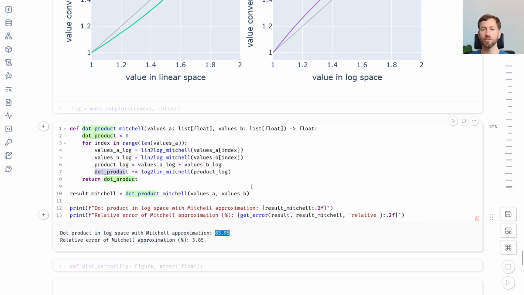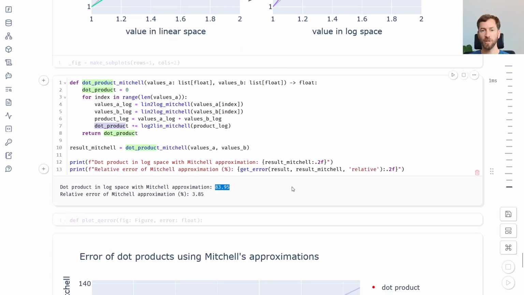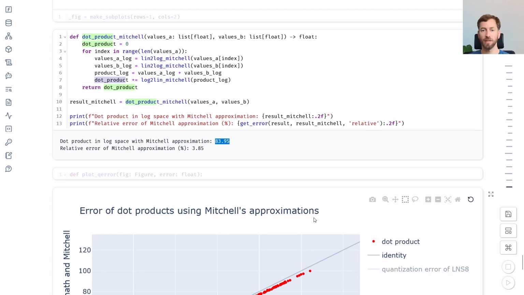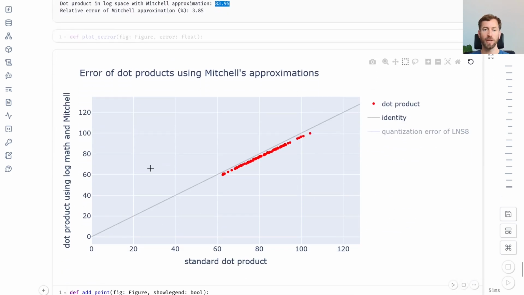Now we are doing this not only for one pair of vectors, but for multiple pairs of vectors. Then we end up in a plot like follows. So here we plot the values of the dot products using logmath with the Mitchell approximation against the standard dot products computed in linear space. We see that we are underestimating the results. Of course, this is a problem and this has to be fixed.